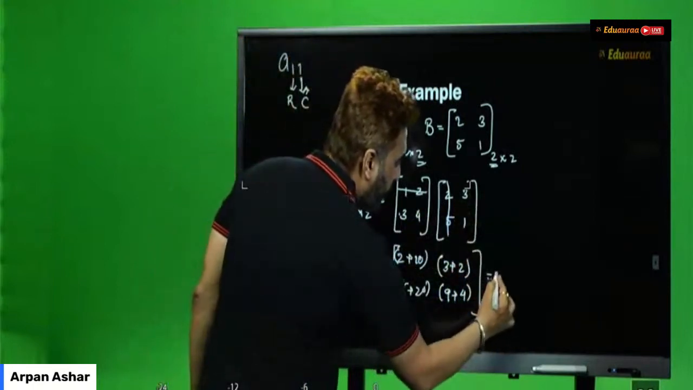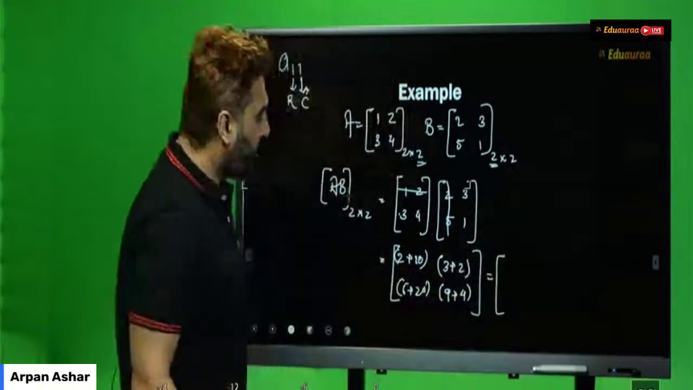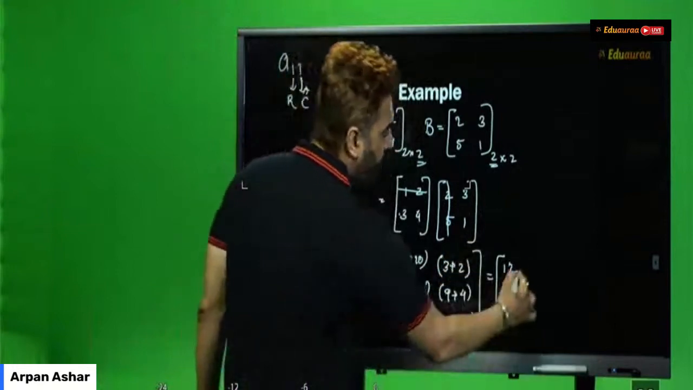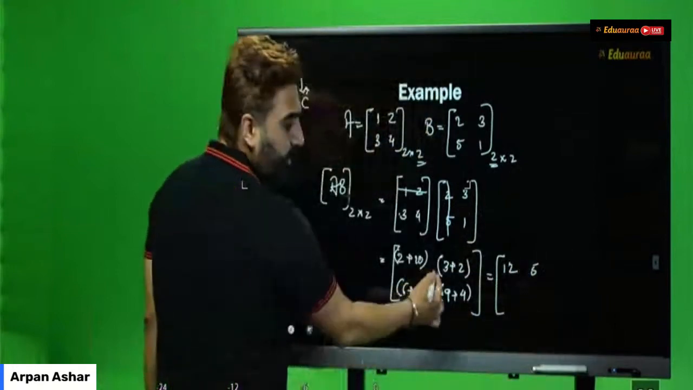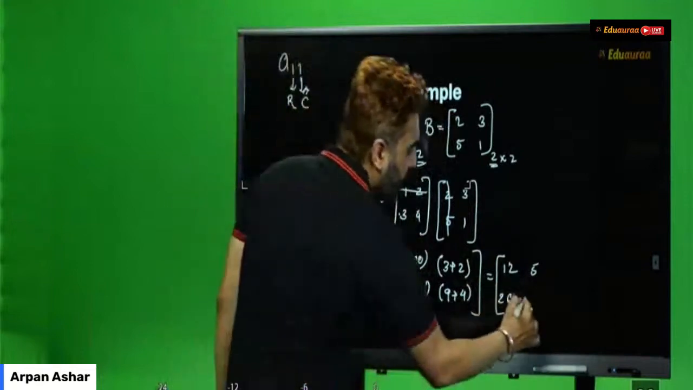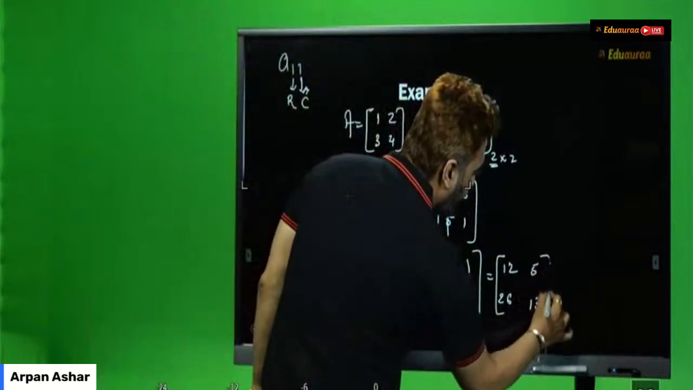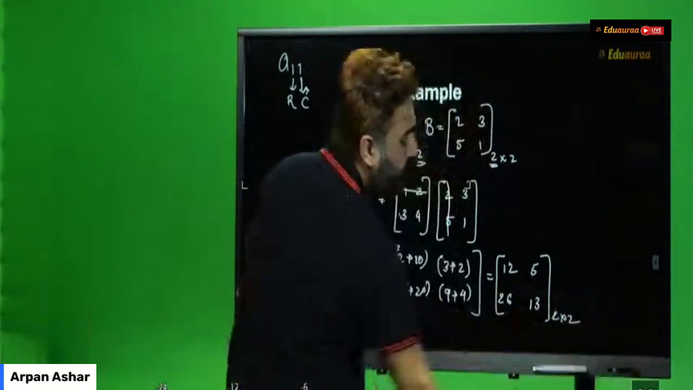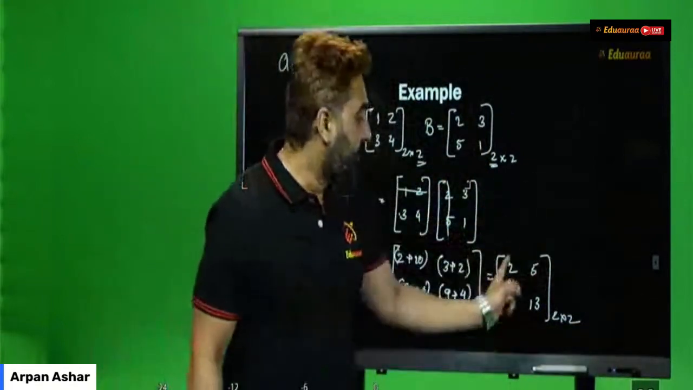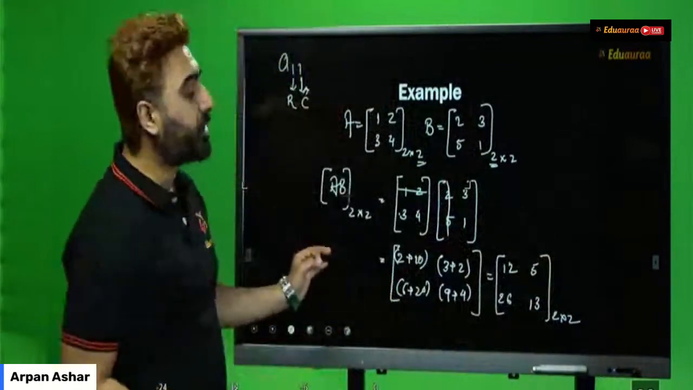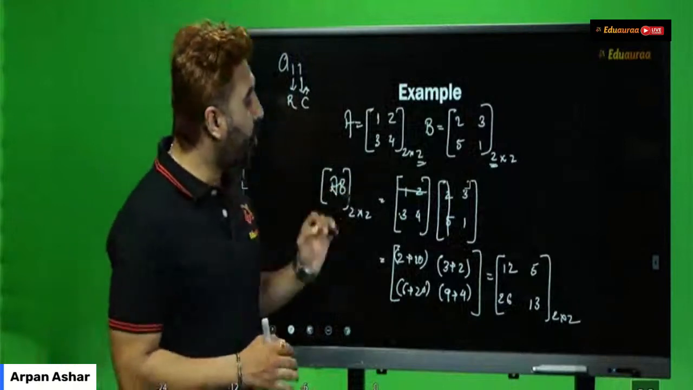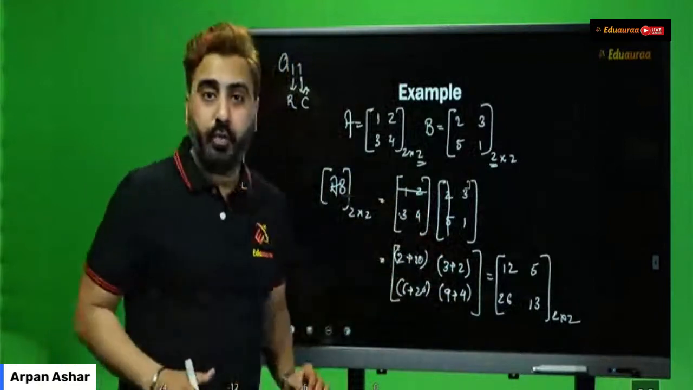So the new matrix formed will be what? 2 plus 10, 12, 3 plus 2, 5, 6 plus 20, 26, and 9 plus 4 is 13. So the new matrix formed, that is AB, is nothing but 12, 5, 26 and 13. And this is how we find matrix multiplication. So students, I hope you understood how to multiply two matrices.